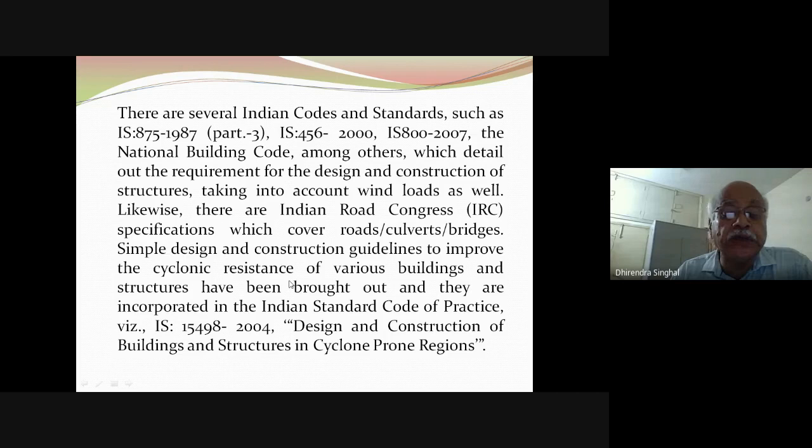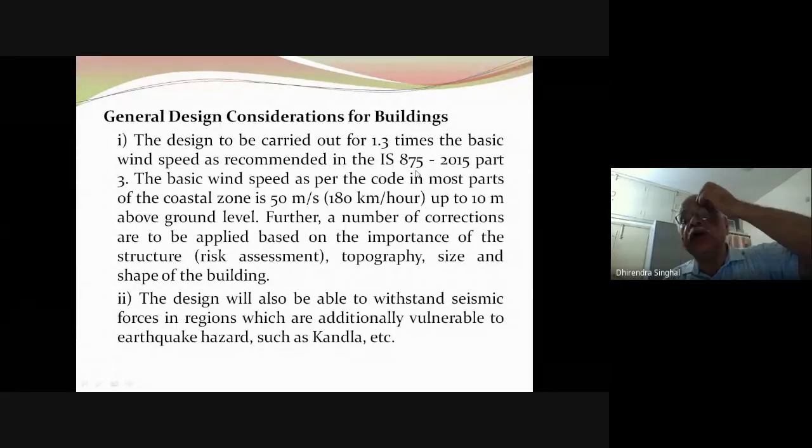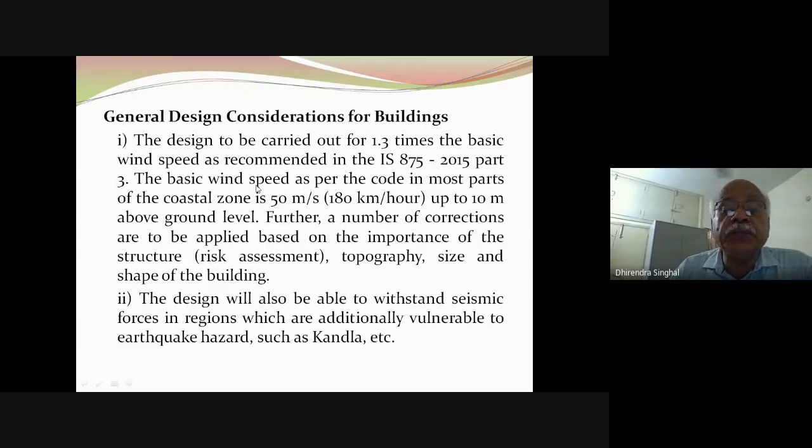Now, design considerations. I think most of you must remember that when we are considering the lateral loads, we are taking the partial load factor to be 1.3. That's why the design is to be carried out for 1.3 times the basic wind speed as recommended in IS 875-2015 Part 3. The basic wind speed as per code in most parts of the coastal zone is 50 meters per second up to 10 meters above ground level.